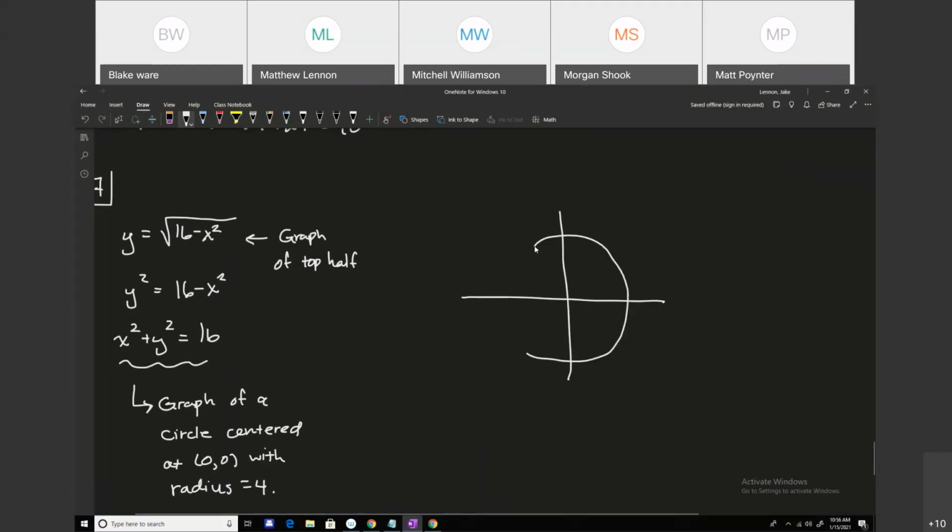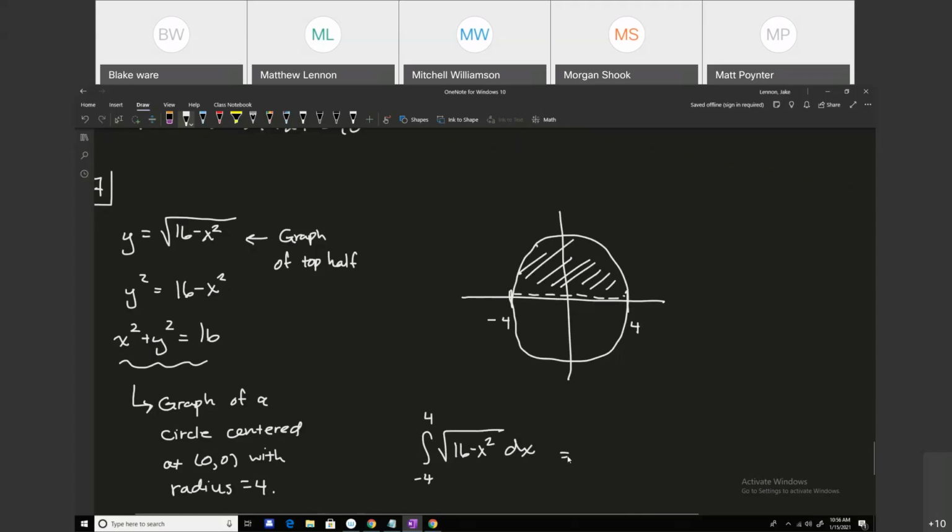This is going to be bad, but what's my best circle freehand? So this is positive 4. This is negative 4. So when we're doing the integral from negative 4 to 4 of the square root of 16 minus x squared, really what we're doing is we're trying to figure out this shaded area.